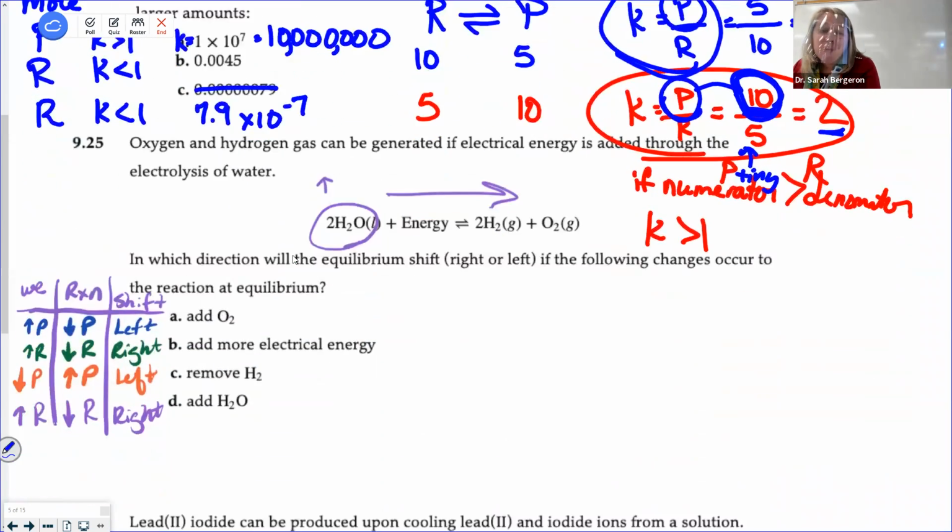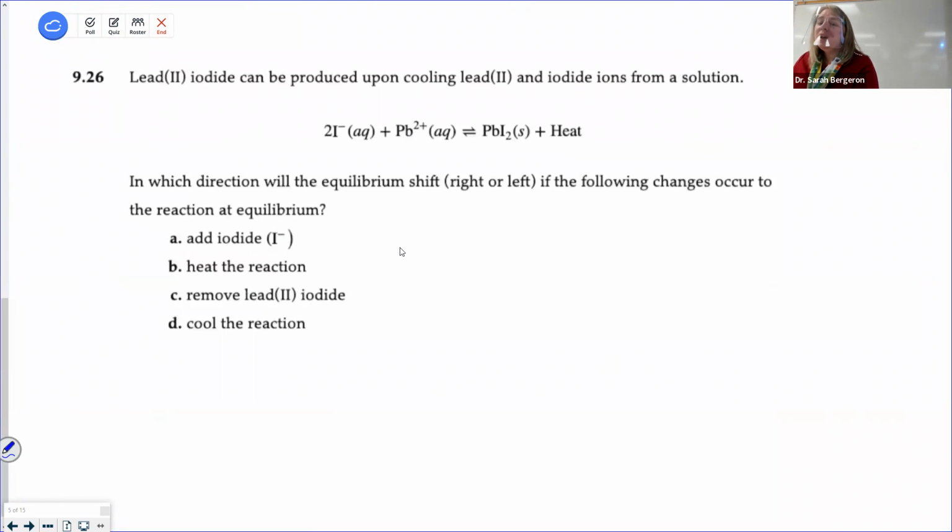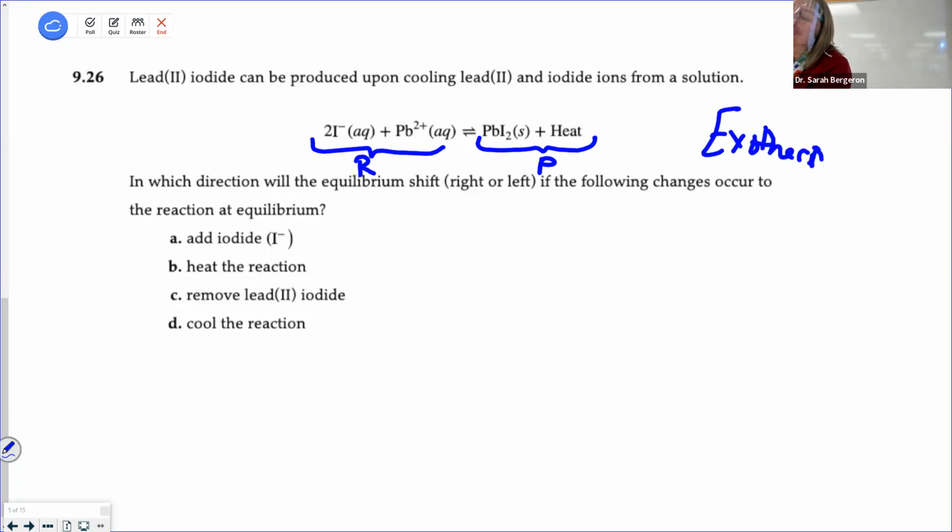Okay, so why is this important? Well, if we understand the equilibrium of any given reaction, we can change parameters of that reaction and make it do what we want. So I can take, for example, this reaction here. I have lead 2 iodide, which is produced when we cool lead 2 and iodide ions from solution. So here are my reactants, and here are my products. If I'm producing heat, what kind of reaction am I? I'm exothermic. This is a great example of an exothermic reaction, right? It's giving off heat. That's exothermic.